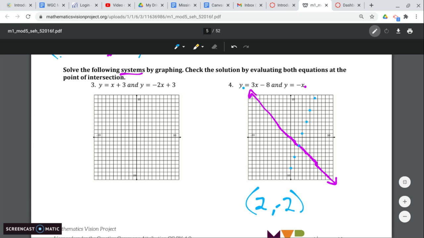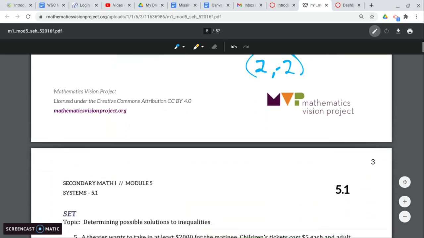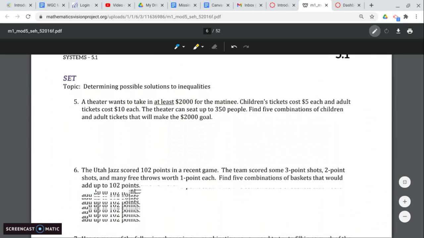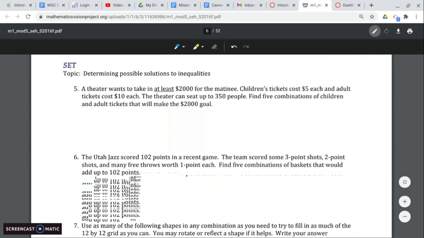And so there is our line and our intersection. So you will need to find that point of intersection. All right, determine possible solutions to inequalities. For these, it's easiest to make tables to try and figure out possible solutions.